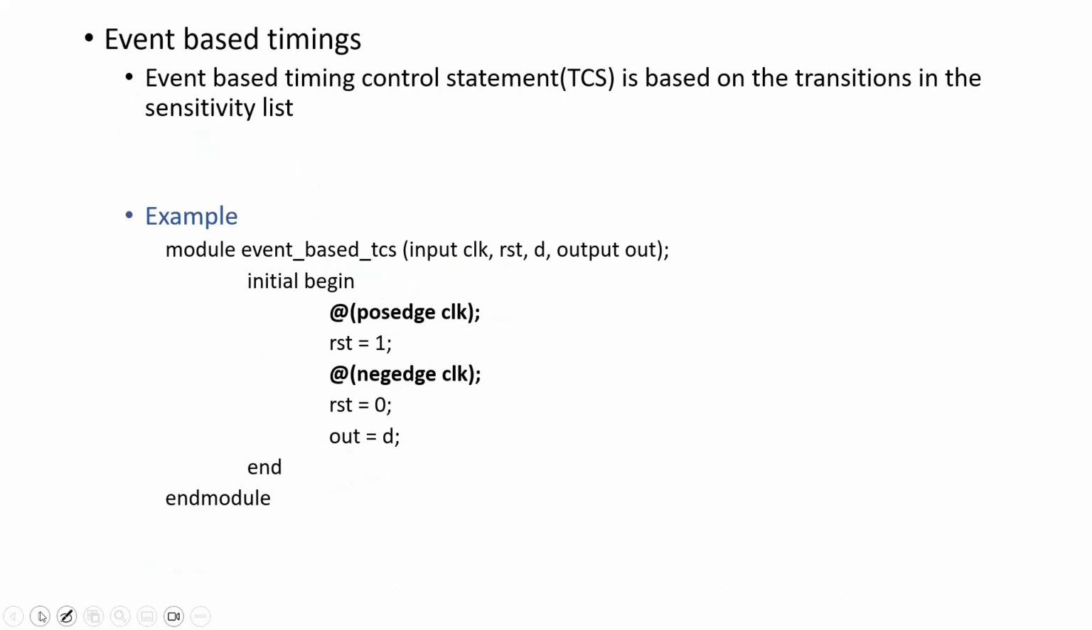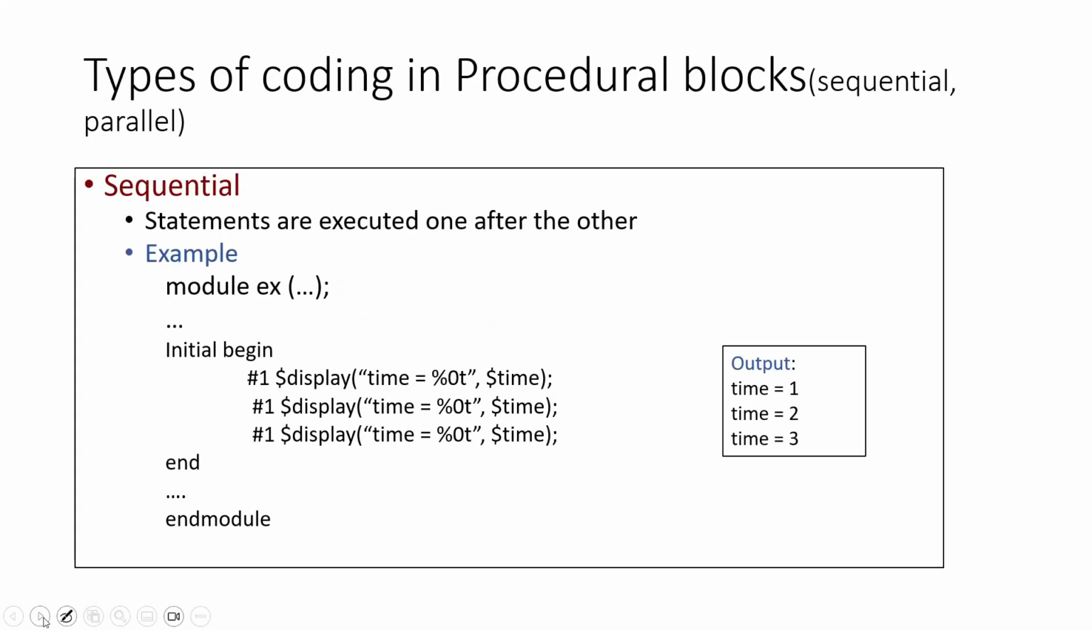And then event based, I told you that event based, either name based and then triggered based are there. So event based either posedge clock and then negedge clock. Based on the posedge clock and negedge clock we have used that event based controls. Every posedge and negedge clock it will be changing.